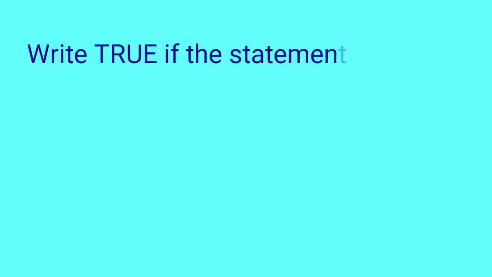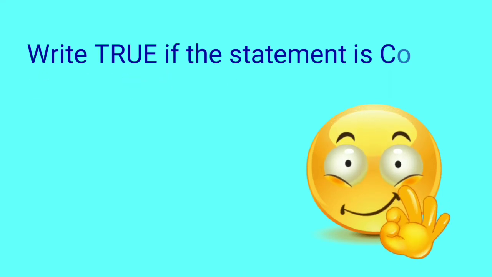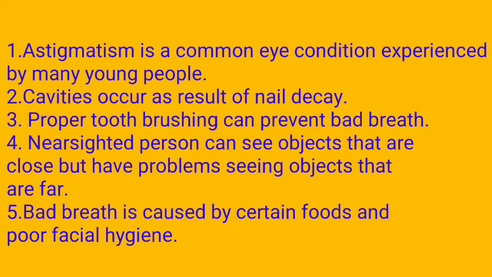Activity number 2. Write true if the statement is correct and false if it is wrong. Number 1. Astigmatism is a common eye condition experienced by many young people. Number 2. Cavities occur as a result of nail decay. Number 3. Proper toothbrushing can prevent bad breath. Number 4. A nearsighted person can see objects that are close but has problems seeing objects that are far. And number 5. Bad breath is caused by certain foods and poor facial hygiene.